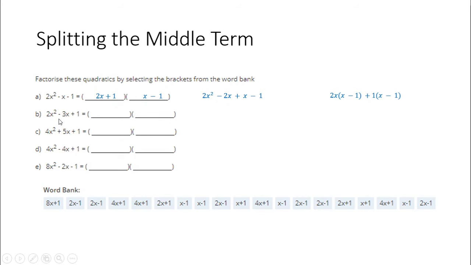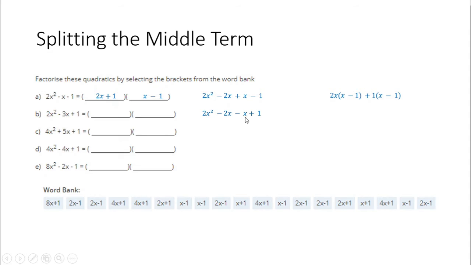They must have the same sign, so they must both be negative because there's no way two positive numbers will add to make a negative. So I'm looking for two negative numbers. Multiply to make 2, add to make negative 3, and that's negative 2 and negative 1. So I've split my negative 3x into negative 2x and negative 1x. Again, I've ordered it this way because I can see that the first two terms have a common factor. That common factor, again, is 2x. So I'm going to factor 2x out of those two.